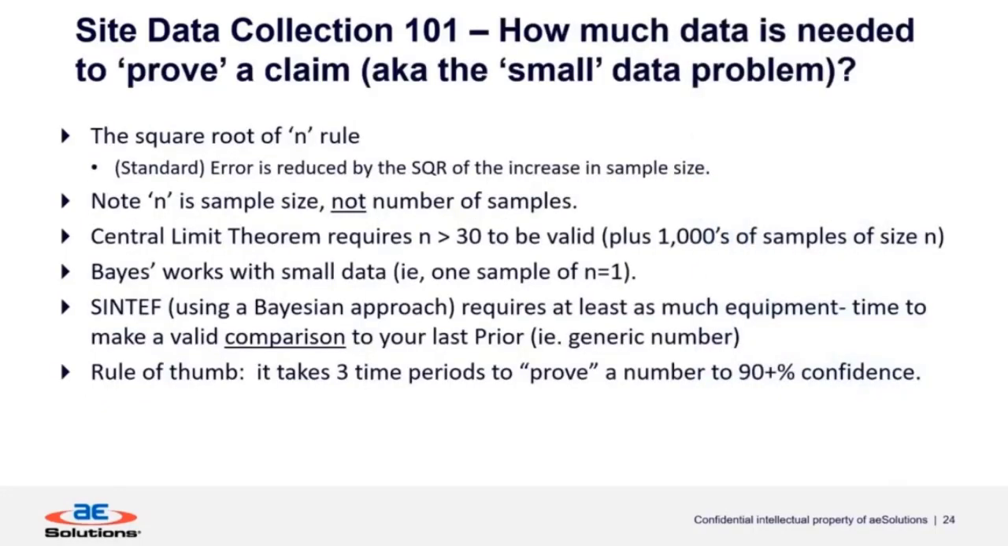Okay, so let me say the small data problem. This is a slide on how much data we need to prove a claim. Of course, on the site, we have a problem with small data. I haven't mentioned that yet. So here are a few bullet items on some good rules of thumb, so to speak, on how much data you might need. And these are broken up generally in terms of frequentist and Bayesian.